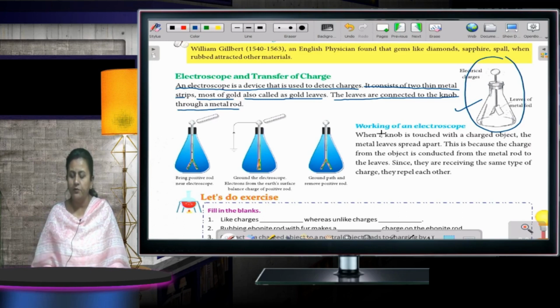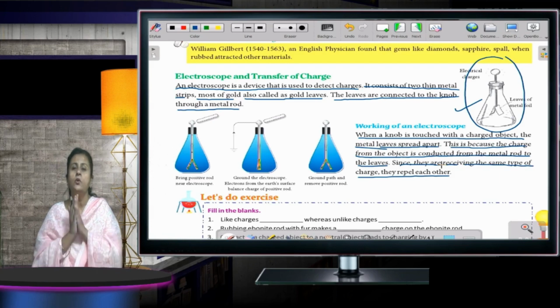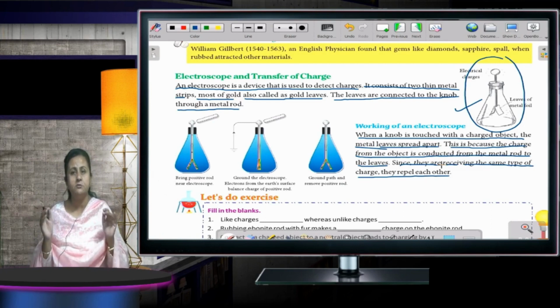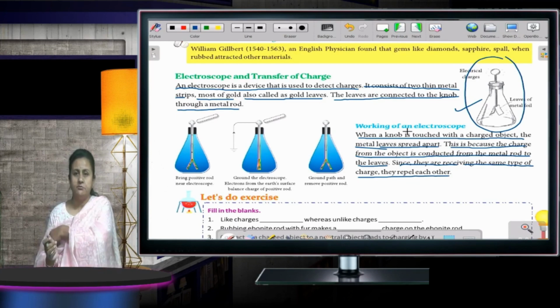Now, the working of an electroscope. When the knob is touched with a charged object, the metal leaves spread apart. This is because the charge from the object is conducted from the metal rod to the leaves. Since they are receiving the same type of charges, they repel each other. As I told you, whenever the charges are the same, they repel. So when the knob was touched, the leaves got repelled because the same charges were there. And in case the leaves join together, that means the charges are opposite.